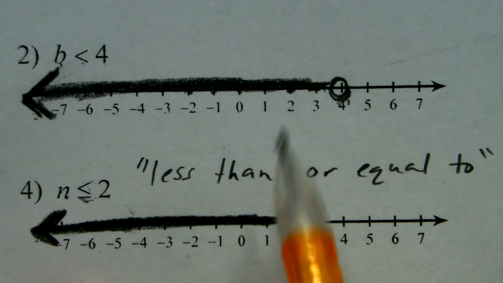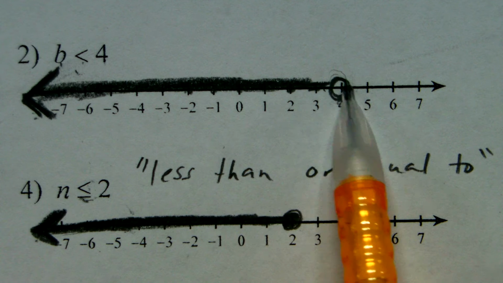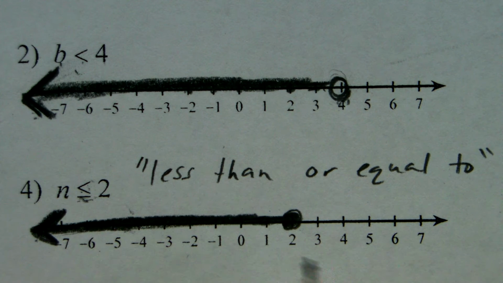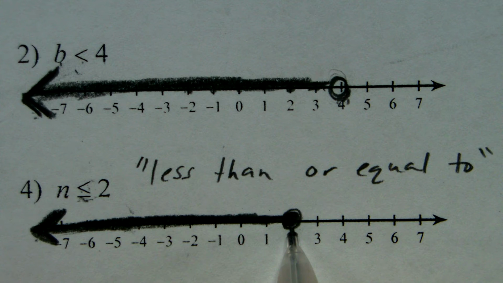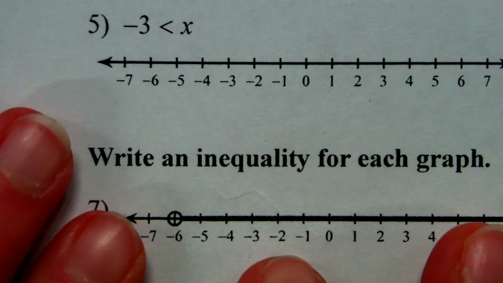So if you don't have that equal to sign, you leave the point open. It's sort of like a little hole that just starts your arrow. And then if you have the equal to bar, you're going to fill that point in. All right, let's do some tricky ones.